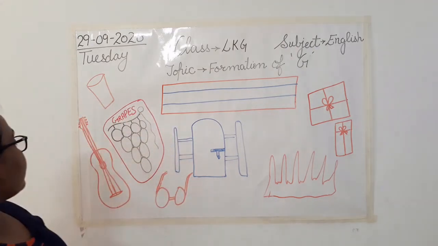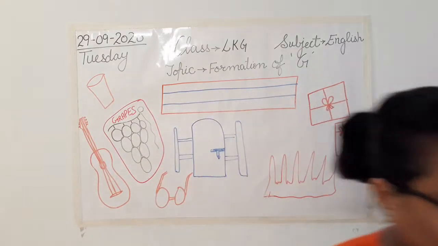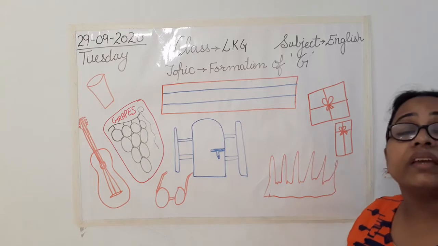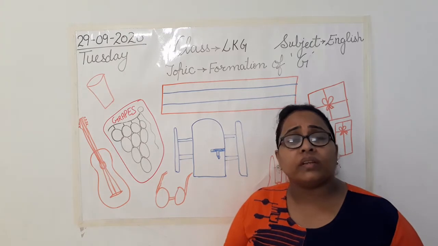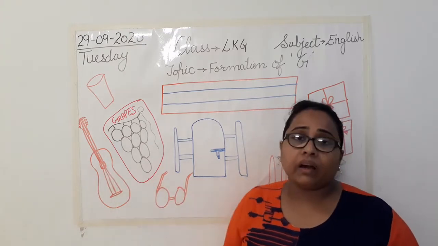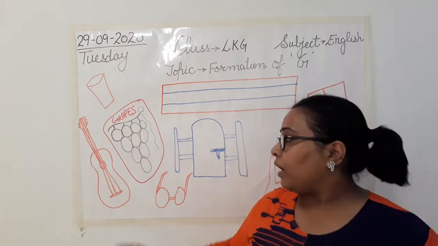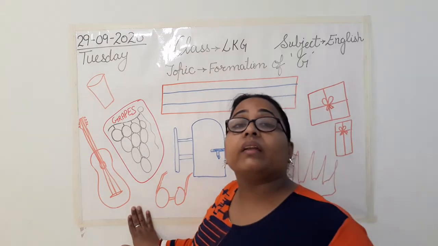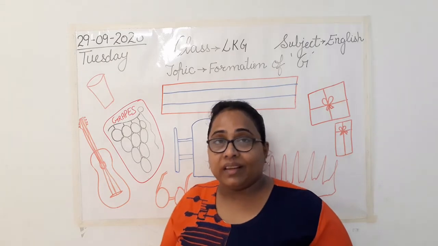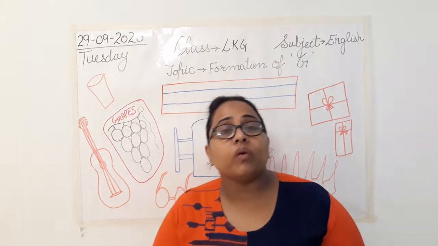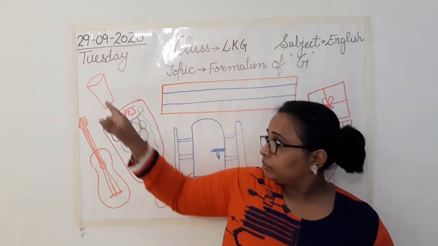Then next we have a musical instrument. Can you tell me which musical instrument is this? Can anyone tell me? It's a guitar. We can play a lot of musical sounds or songs on this guitar. It's an instrument, we call it a musical instrument, and the name of this instrument is guitar. G. Again when we are saying G, guitar. Isn't it?